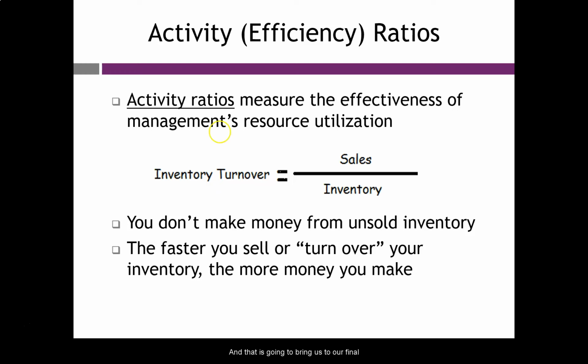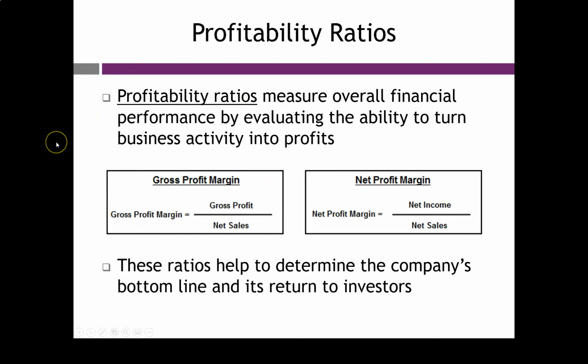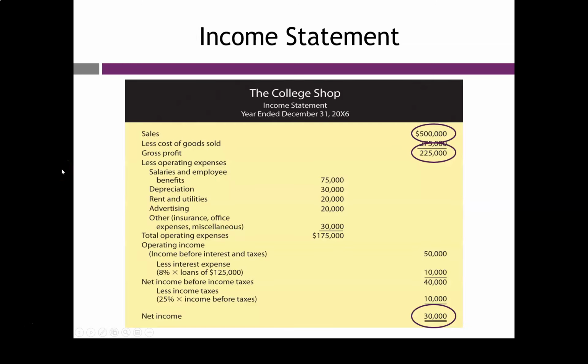And that is going to bring us to our final ratio that I wanted to talk about, which is profitability ratios. Profitability ratios measure the overall financial performance of your firm. That's good to know, right? The two main ones are gross profit margin and net profit margin. So, let's see how the college shop performs here.